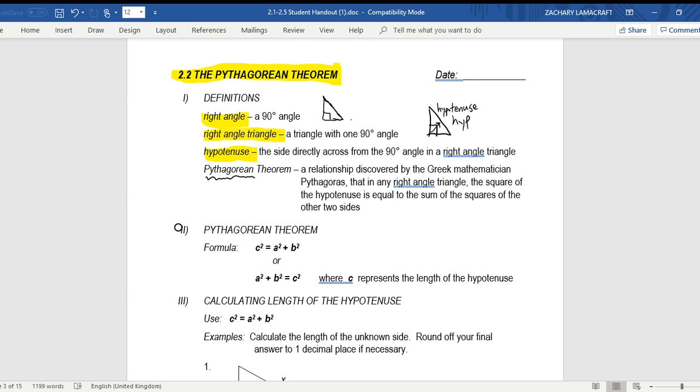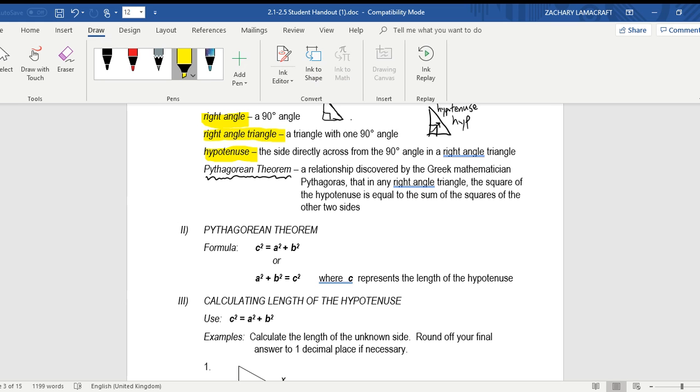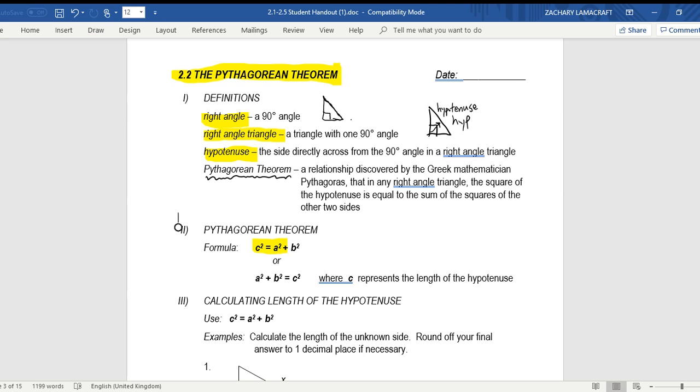And Pythagorean theorem is a relationship discovered by the Greek mathematician Pythagoras that in a right angle triangle, the square of the hypotenuse is equal to the sum of squares of both of the other sides. And that can be used with these two formulas here. So a squared plus b squared equals c squared, or c squared is equal to a squared and b squared.